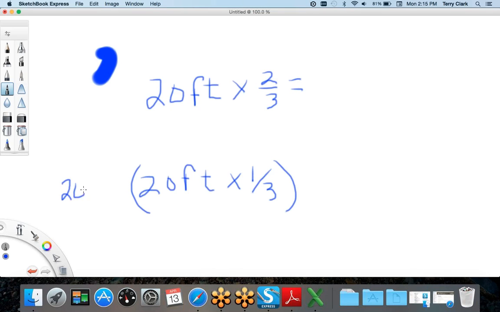So we'll say 20 feet, and I'm going to put subtract here. So we could do it both ways, and then we'll do it the first way. So we'll say 20 times 2 divided by 3 will give us 13.33. And then, of course, it's going to be feet.